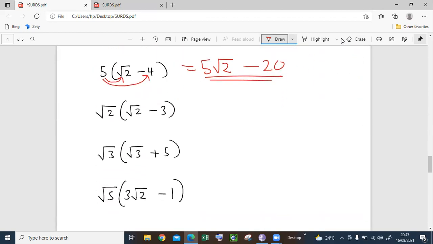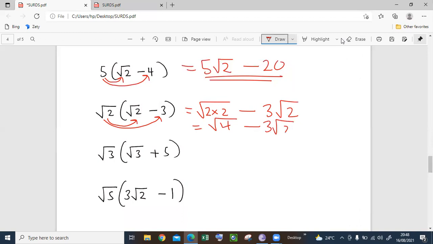Now here we have surd times surd, but we have already seen when we multiply similar surds like this one, we shall end up getting root of 2 times 2. Minus, again, this multiplied by that, we shall get 3 root of 2. Hence, this is the same as root of 4 minus 3 root 2, and our final answer will be root of 4, we shall get 2. So the answer will be 2 minus 3 root 2.